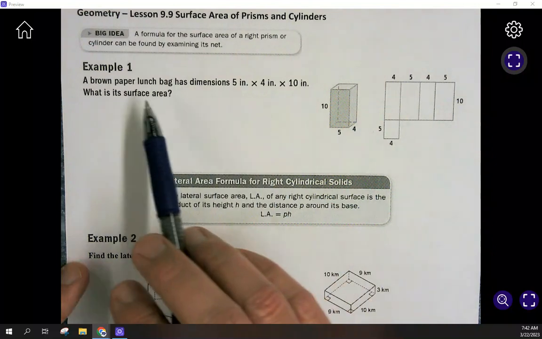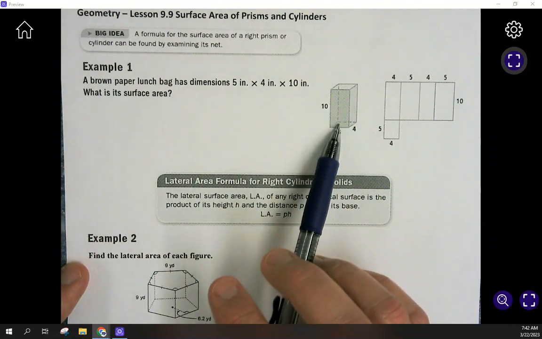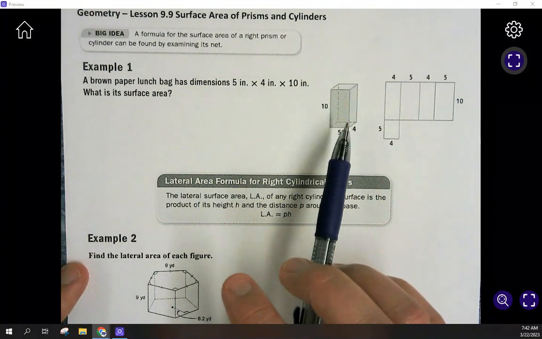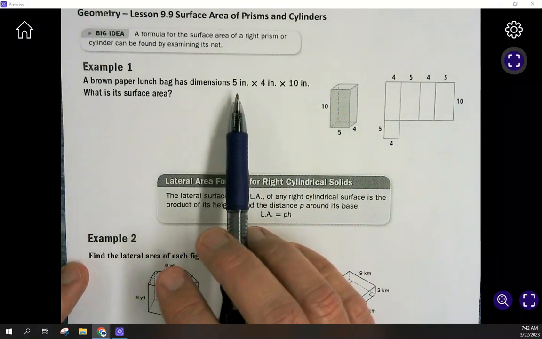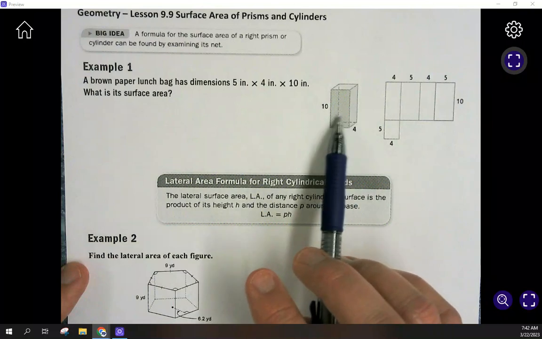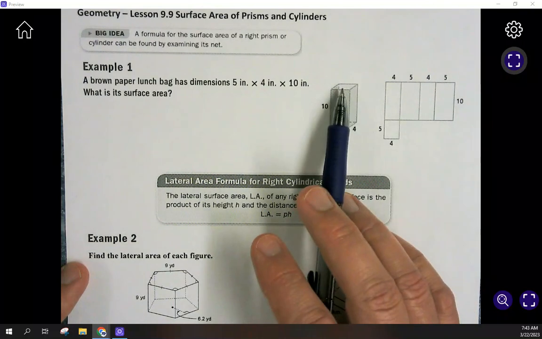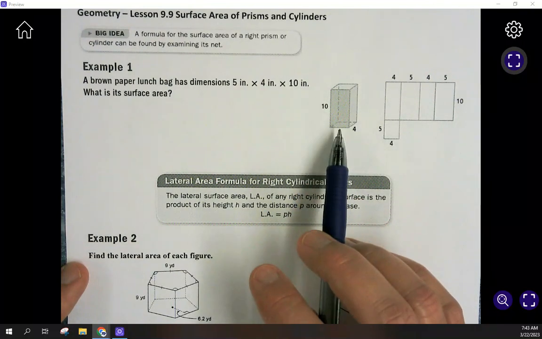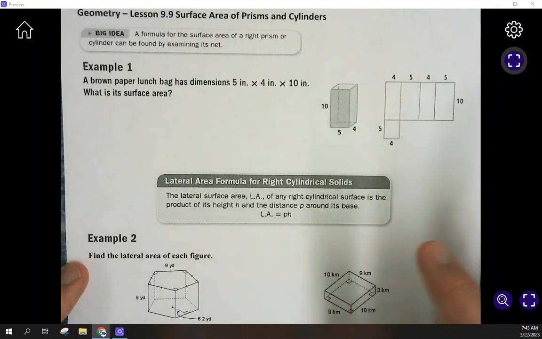So you have a brown paper lunch bag here, meaning the top is open so that you can put lunch in, and there is a bottom. It has dimensions of 5 by 4 by 10. What is its surface area? So this looks like a rectangular prism, except it doesn't have a second base on top. It just has a base at the bottom because it's open.